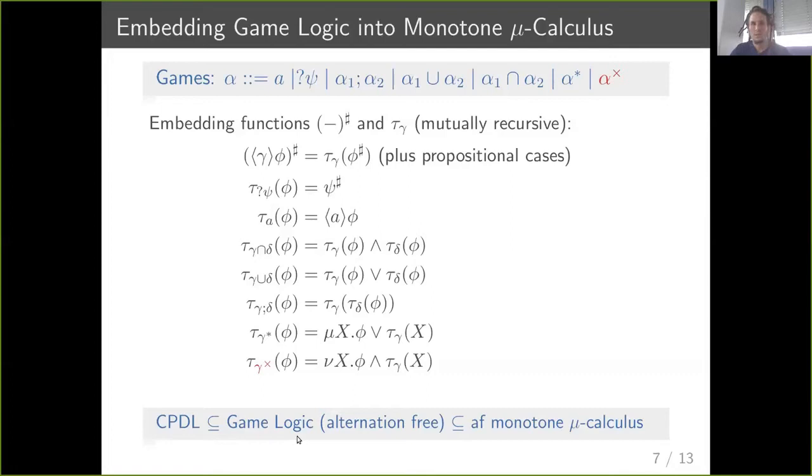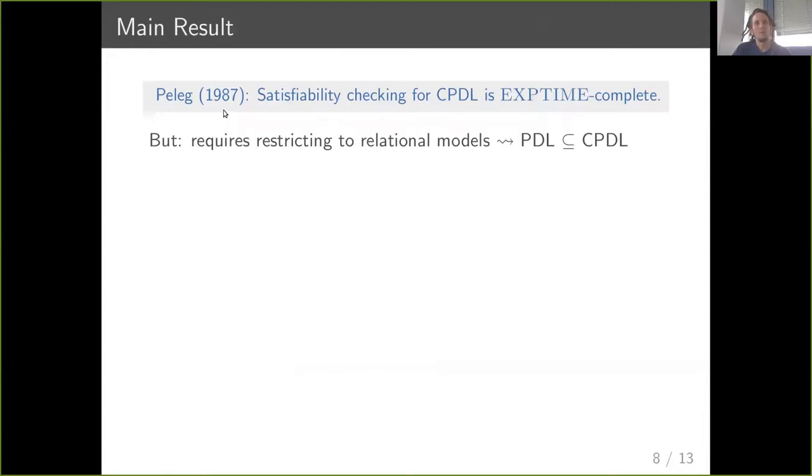Then I can come to the main result now. Pratt already has shown in his paper in 1987, where he introduced CPDL, that the satisfiability checking problem for this logic is EXPTIME-complete. However, he first had to change the semantics of CPDL before he could show that. So we restricted to relational models in which all neighborhoods essentially have just a single state. And then these are relational models. And this means that PDL trivially embeds into CPDL, and hence, because PDL is EXPTIME-complete, CPDL also is EXPTIME-complete. But this really changes the semantics of the logic before showing this EXPTIME-completeness result.